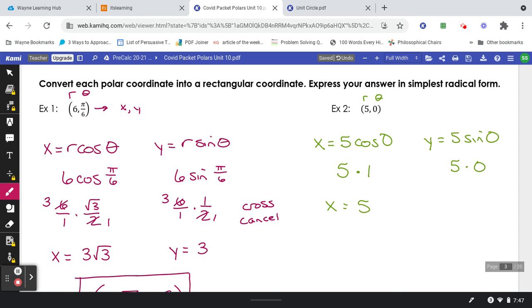X equals 5 and y equals 0, which would give me the point 5, 0, which is a little bit strange because it actually ends up being the same exact point. But whether you're graphing in rectangular or polar, you just move 5 places over to the right, or if you're graphing in polar, 5 rings out.